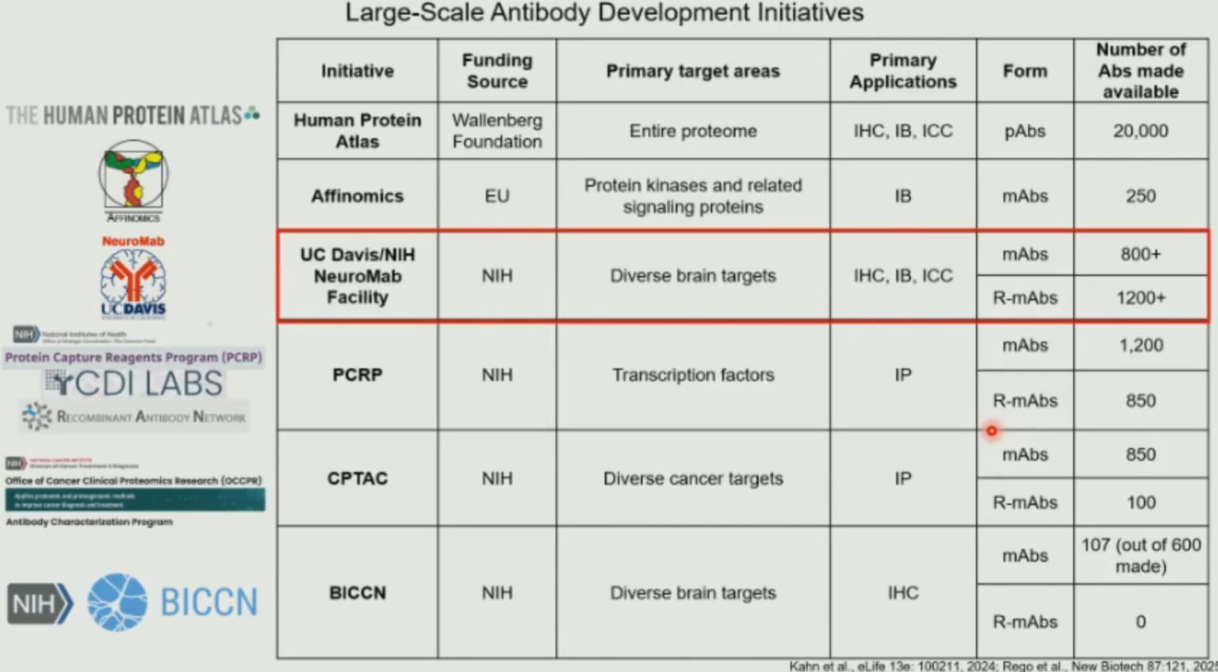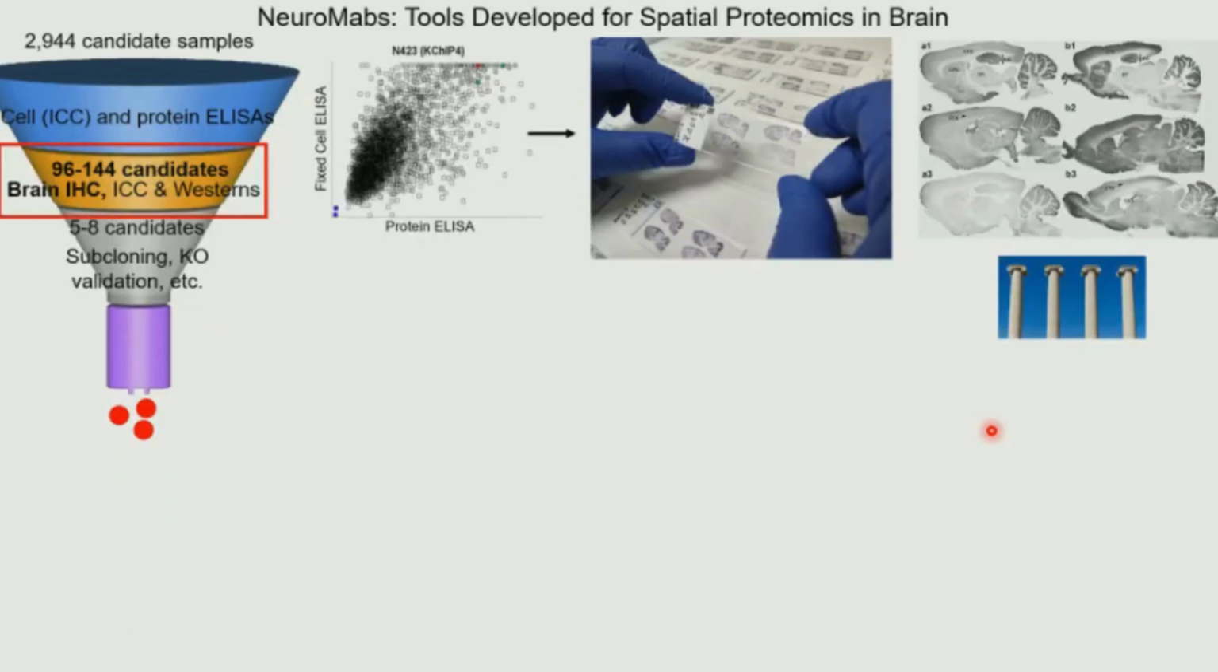I'm going to be talking primarily today about the efforts that were done at our facility at UC Davis. One of the things that distinguishes our facility is that we really had a focus from the beginning, even starting in my research lab, on developing reagents for immunohistochemistry or spatial proteomics in the brain specifically. One of the things we do at the very first step is to include not only a protein ELISA in the primary screen, but also an ELISA on fixed transfected cells. They're fixed and permeabilized in a manner that is meant to serve as a proxy for antibodies that are going to eventually have a high probability of working for immunohistochemistry.